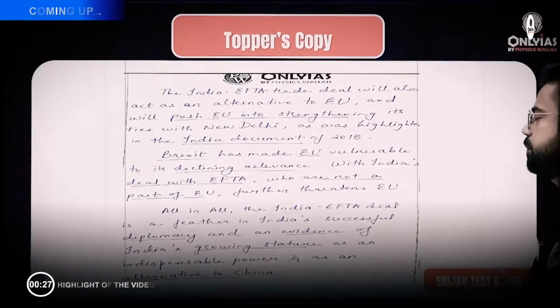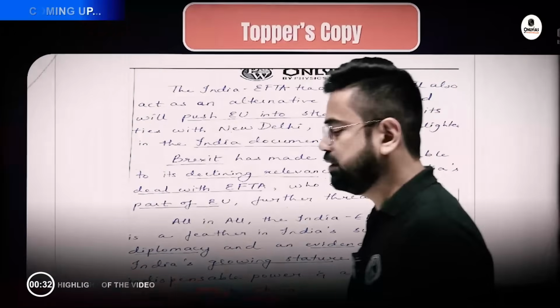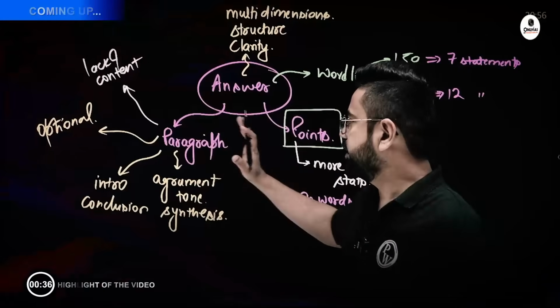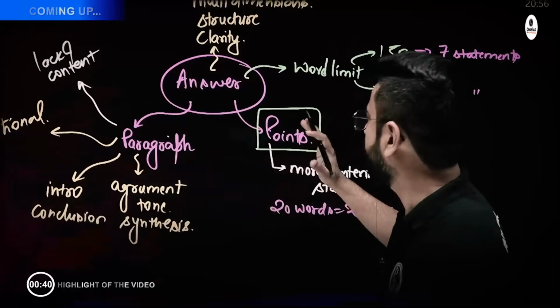In one of the optional copies you will find the topper is using the paragraph format. Reason: it is optional. You have to establish something, there is some argument. So in some places you can definitely go for paragraph, but your default setting should be what? Should be pointers.